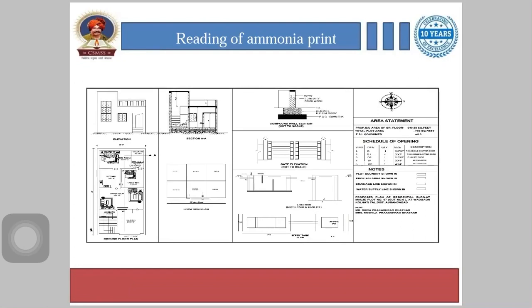Then schedule of doors and windows are given, then how many floors does the building have and how many rooms, that we can also read from this print, and what are the sizes given for the hall, kitchen, bedroom, WC, bath, etc. We can also see the elevation and what main details are shown in elevations.